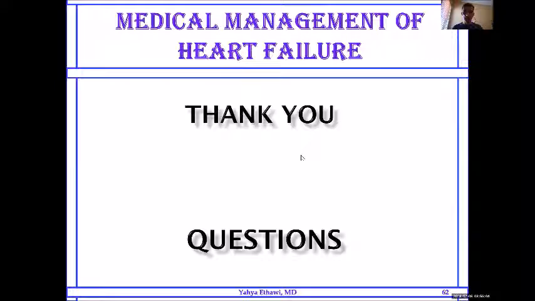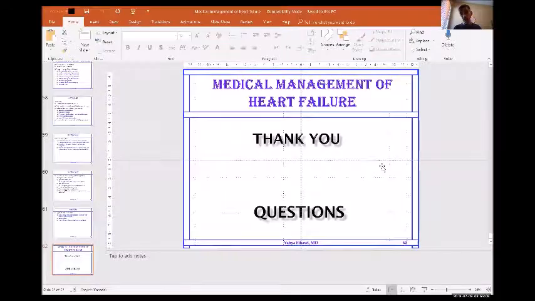Now, the question is, what is the most common cause of heart failure? It depends on the age. In a premature baby, it's a volume overload, whether by fluid or by PDA. That's the most common cause. The other causes are anemia and sepsis.